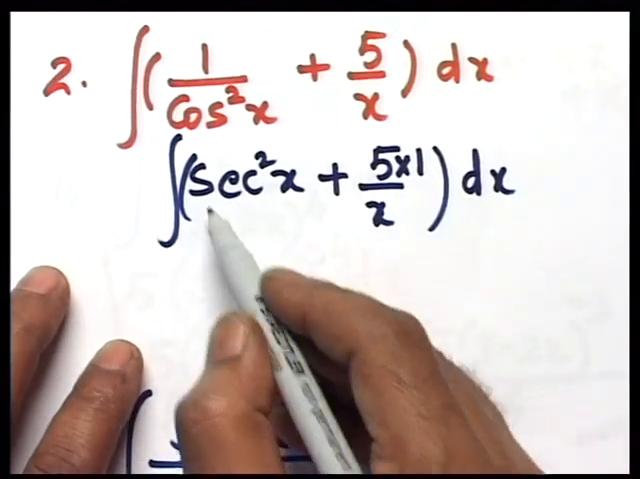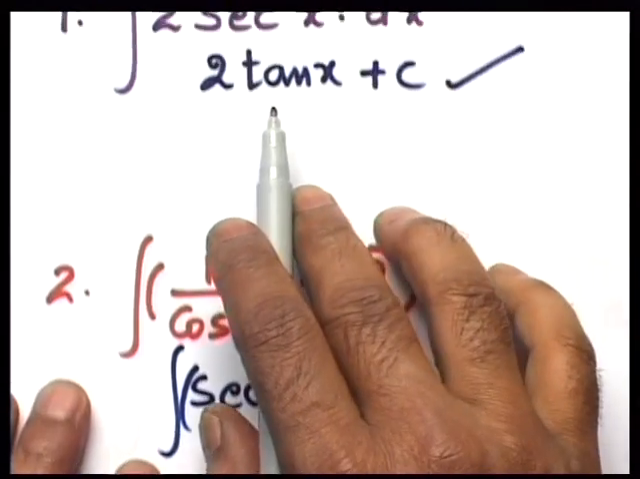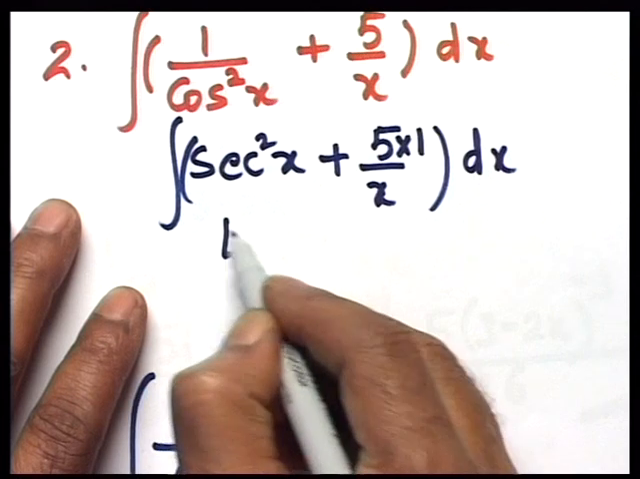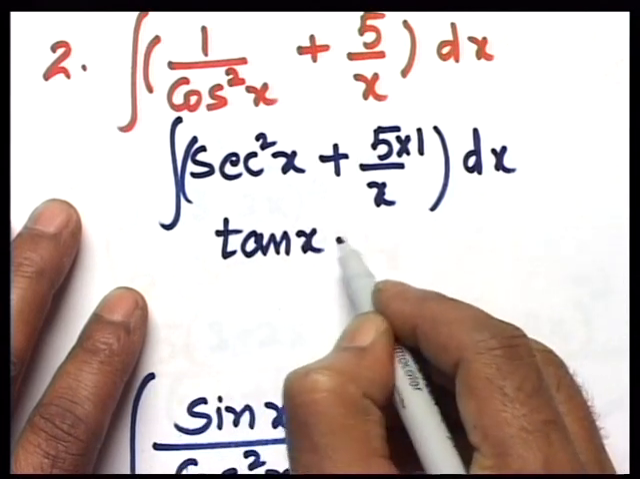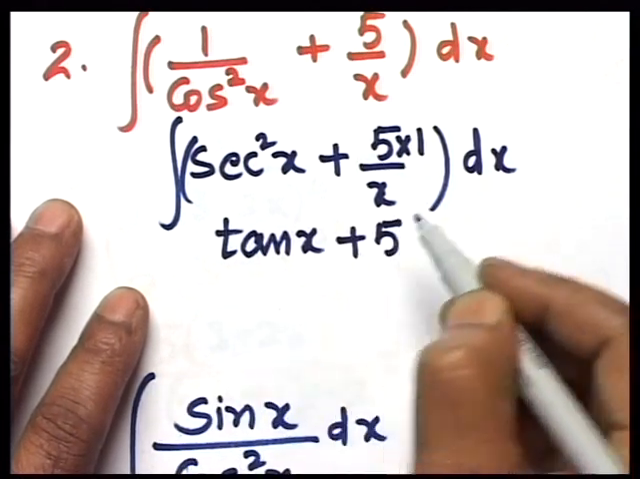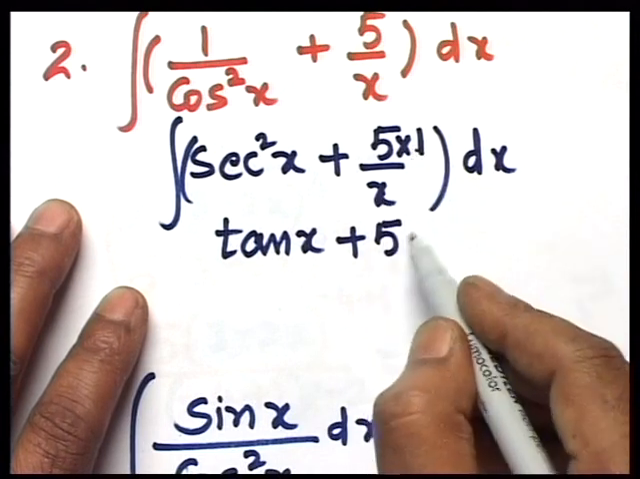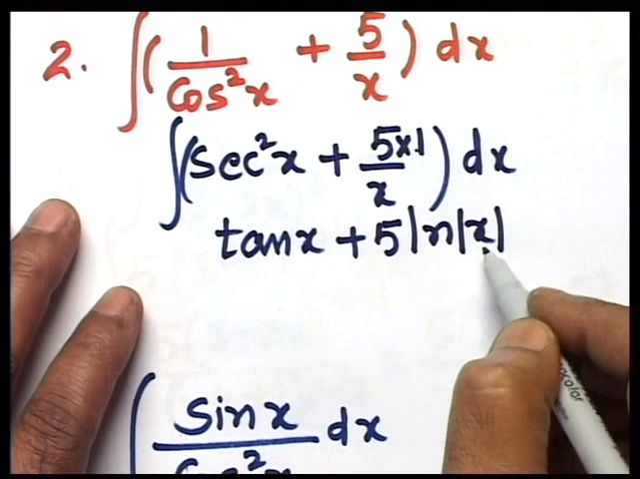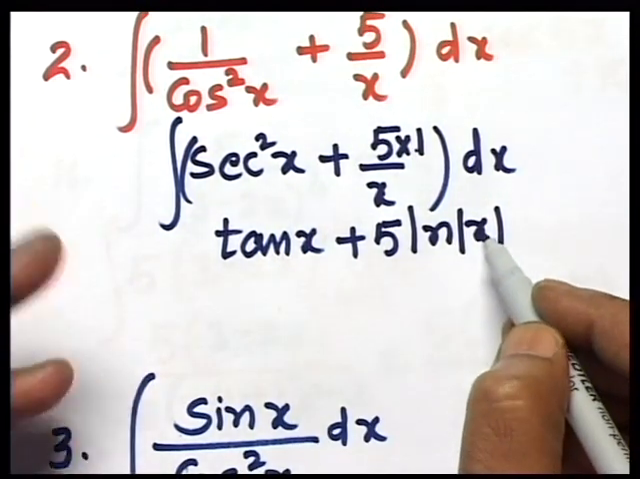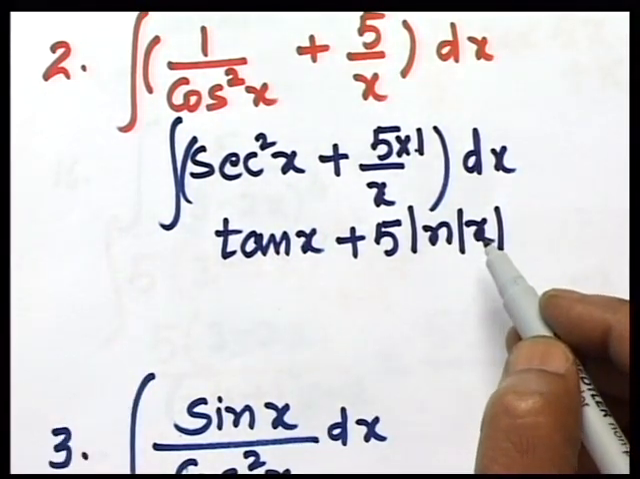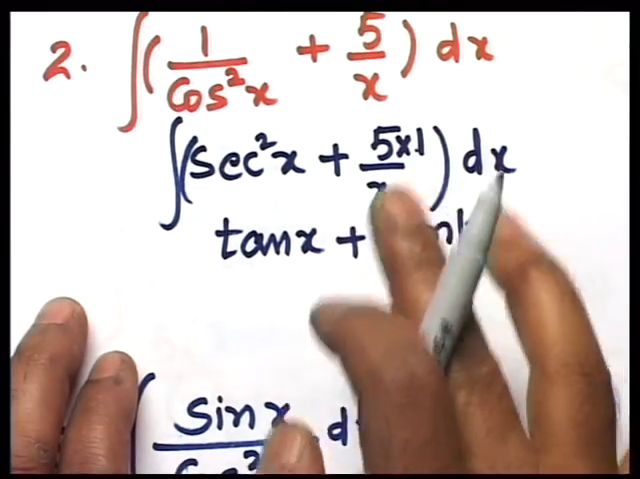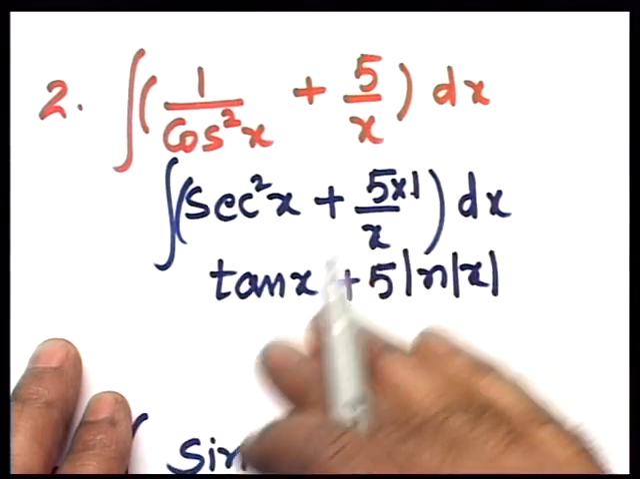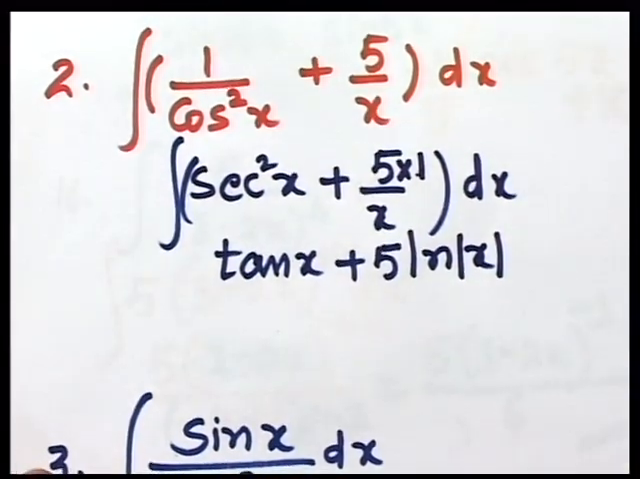So the first one, integration of sec square, we just did that, it's tan x. So let's write that as tan x, that's done. And 5 is a 5. And 1 over x is natural log x, right? Natural log of modulus x, please, which means it can be plus or minus. So please understand, try and change the given question into standard forms, then we can apply the rule, right?